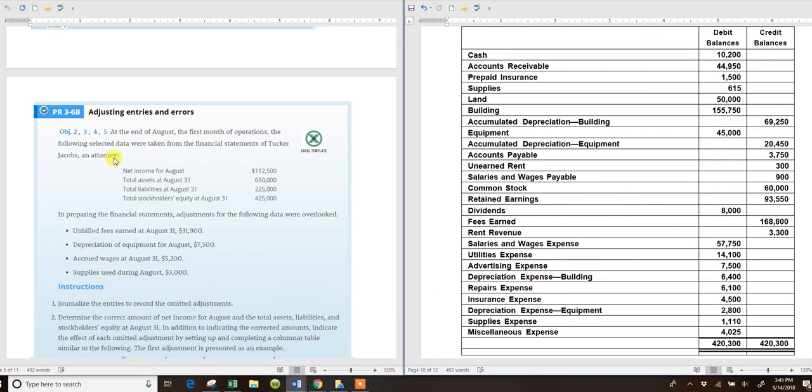But anyway, at the end of August, the first month of operations, the following selected data were taken from the financial statements of Tucker. So we had net income, total assets, total liabilities, stockholders' equity. So assets equals liabilities plus stockholders' equity. So let's make sure they balance. So 225 plus 425 is 650, so they balance.